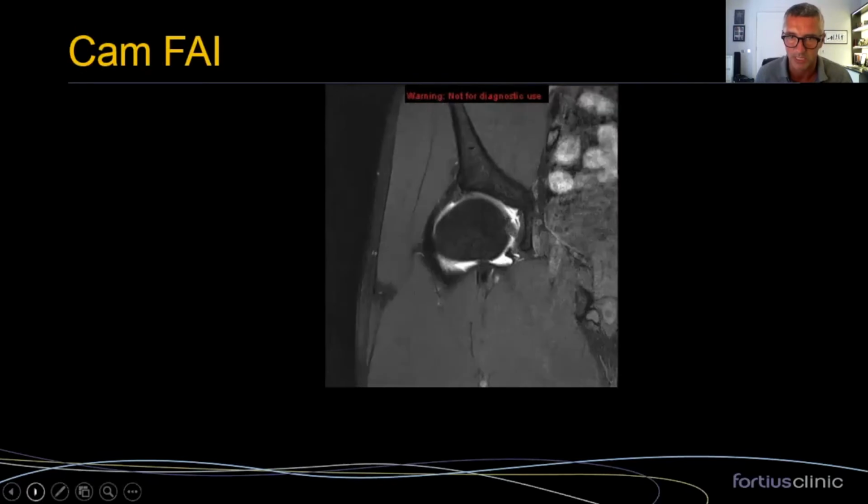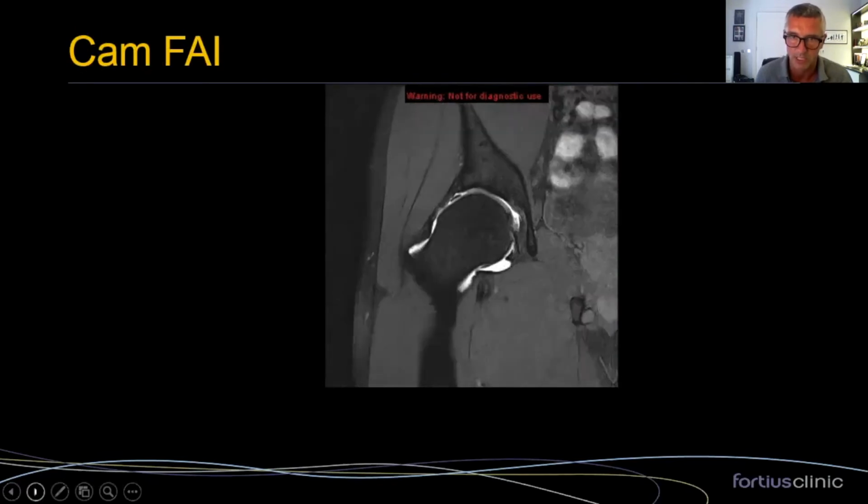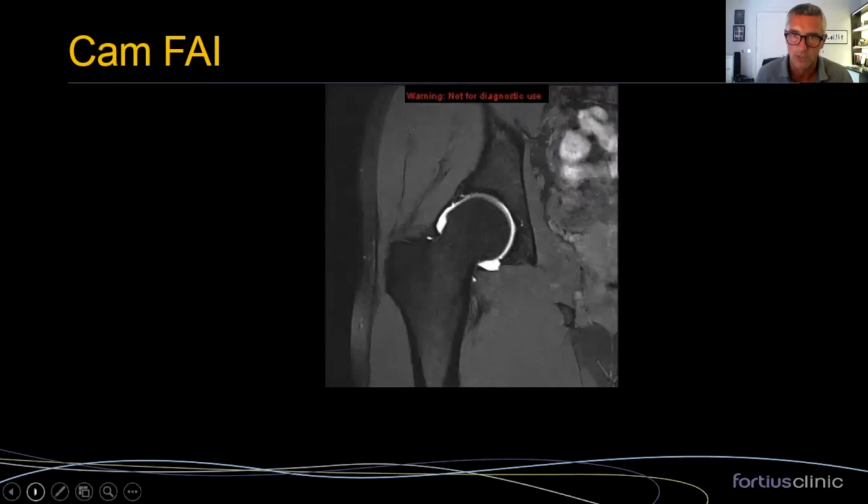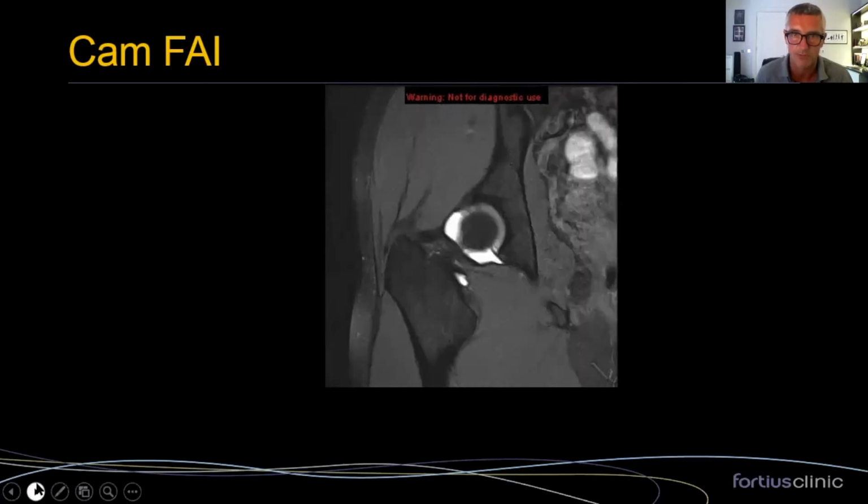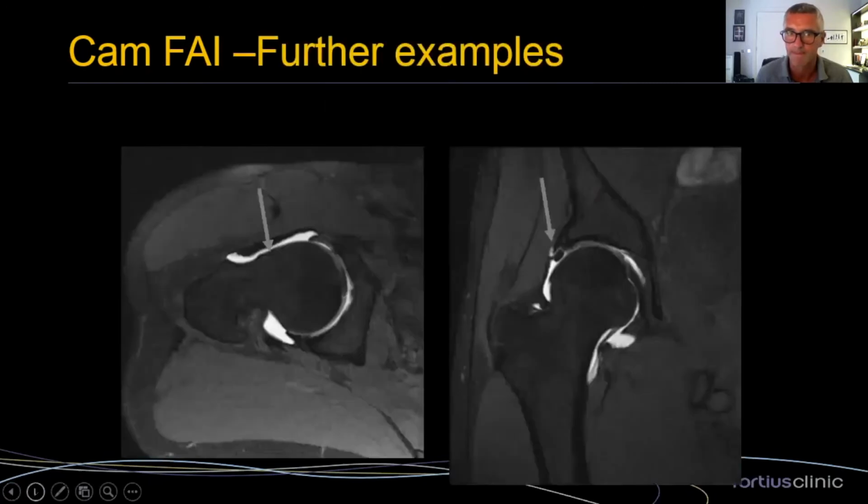So this would be a typical sort of appearance. You've got a large cam lesion. This is almost certainly a footballer, and you can see a tear through the labrum in this position. Okay, so we'll just run through that. And these are just a couple of further examples.